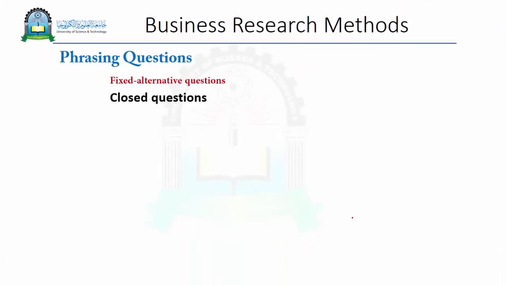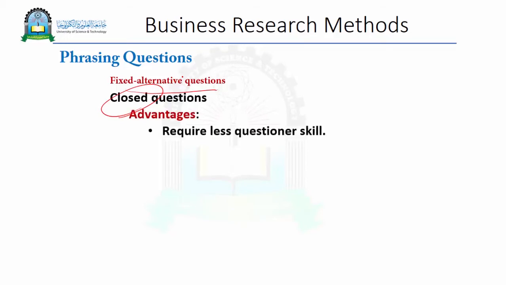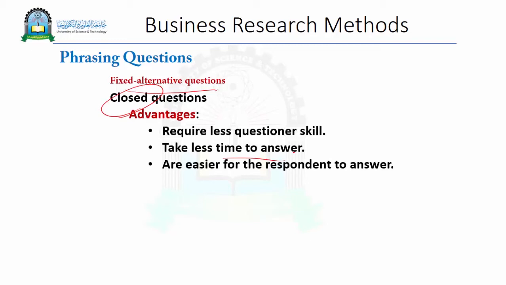The second type of questions is what we call fixed alternative questions, which is closed questions, questions with already made scale or answers. The advantage of this, of course, is that it requires less skill from the respondent, but it requires much skill in building the questionnaire. The one who is going to ask is going to prepare the options, so the respondent is going to take less time to answer, because the answers are there in the form of options.